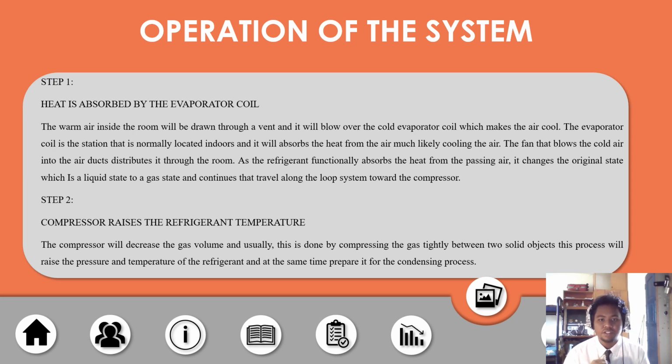As the refrigerant absorbs the heat from the passing air, it changes its original state, which is a liquid state, to a gas state and continues to travel along the loop system toward the compressor. Step 2 is the compressor raises the refrigerant temperature. The compressor will decrease the gas volume, usually by compressing the gas tightly between two solid objects. This process will raise the pressure and temperature of the refrigerant and at the same time, it will prepare it for the condensing process.